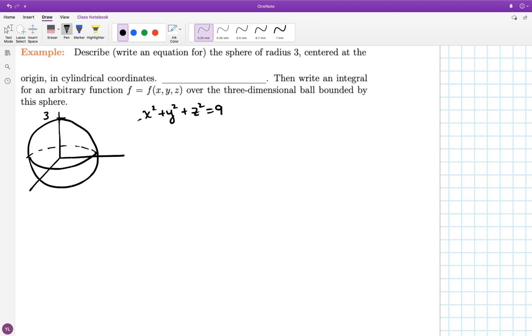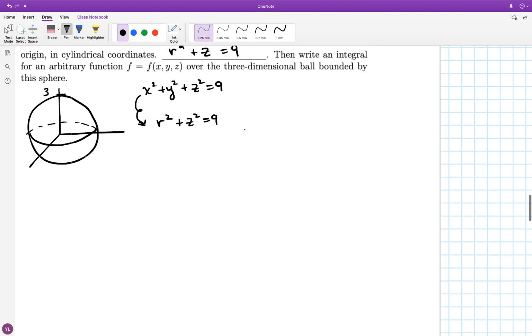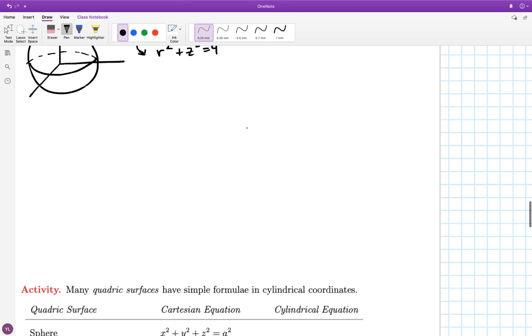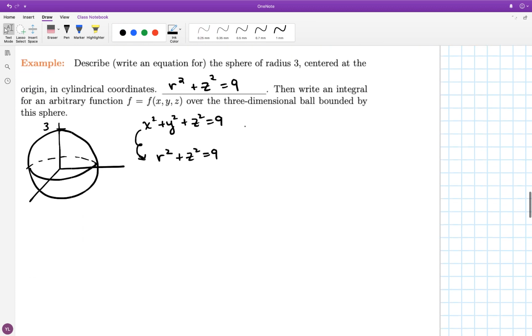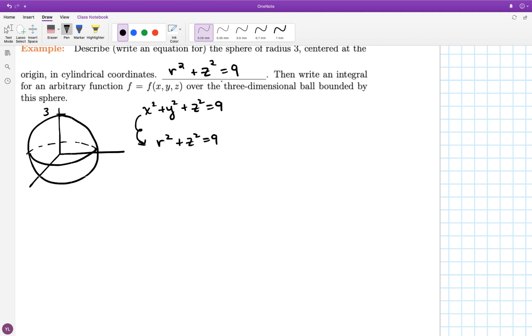And we know the conversion to cylindrical coordinates just amounts to converting the x and y to polar and leaving the z as it is. So here you go. This is a cylindrical equation that represents the sphere of radius 3 centered at the origin. All right, let's go. Did it ask us to do anything else? Let me check. Oh yeah, write an integral for an arbitrary function over the three-dimensional ball.